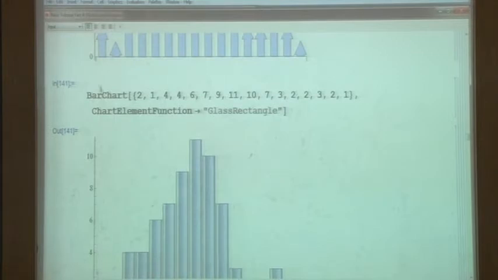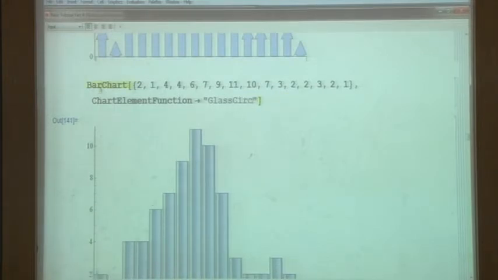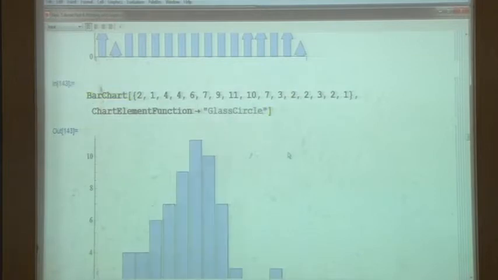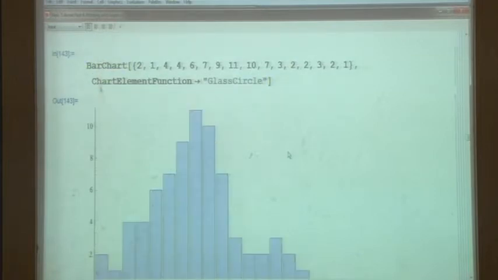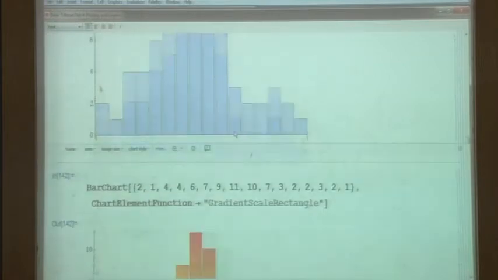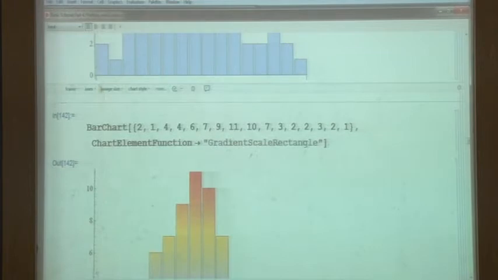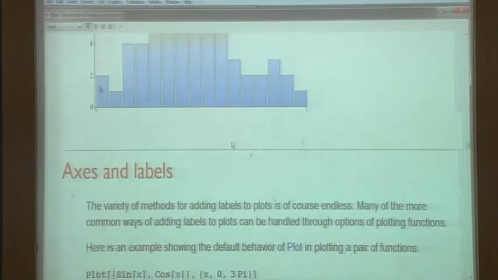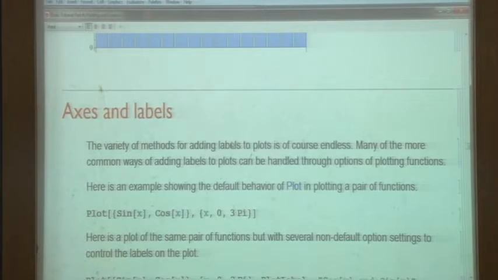Because here, okay, let's see, class circle. If I change this to circular, no, Mathematica doesn't understand that. But it was worth a try, right? So it looks to me that it's not included by default. So these are the only ones available by default, but you could create one.